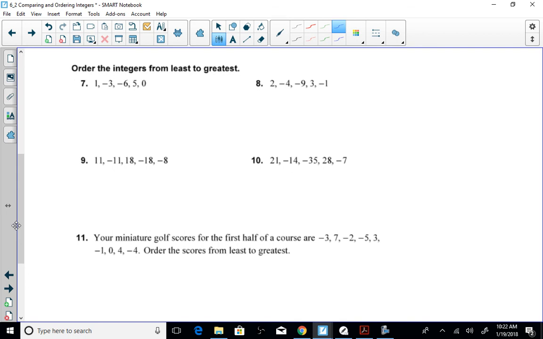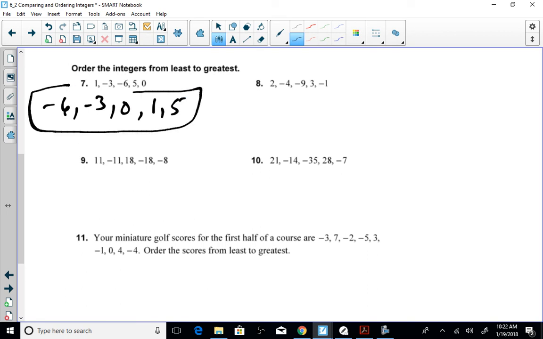If I take a look at problems 7 through 11, we're ordering from least to greatest. The strategy is to take a look at each one of these points on a number line. I'm not going to draw the number lines. I'm going to use an imaginary number line in my head, but you guys should probably draw out your number lines. Problem 7, from least to greatest, furthest left is going to be -6. Then we have -3. Then we'd have 0, 1, and 5. So problem 7 should look like that from least to greatest.